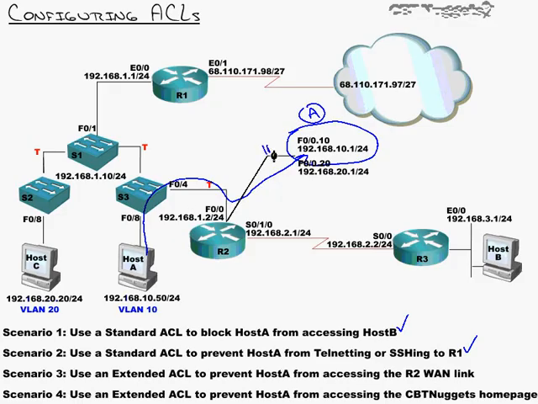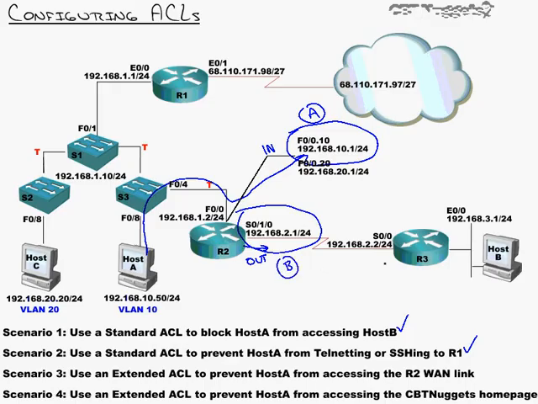We could apply it in the direction inbound. As that host comes in, it's going to ask, are you that source? Are you accessing that destination? If so, you're denied. That's our first option. Second option is we could apply it outbound right here. And as that host goes out, the router 2 would ask, are you the source? Are you trying to access that destination? If so, you are denied.